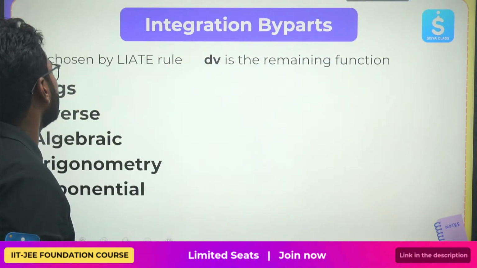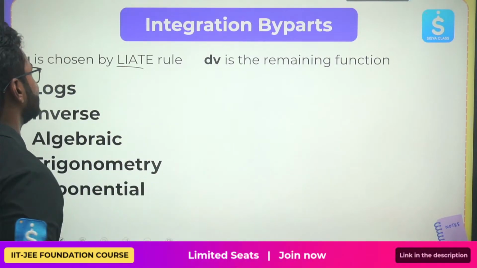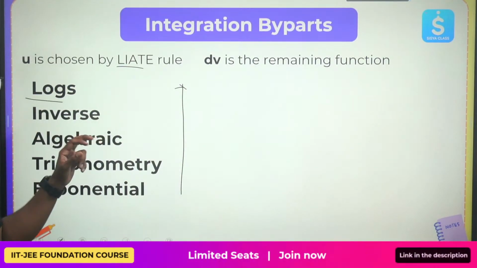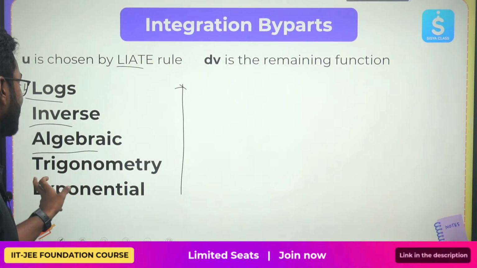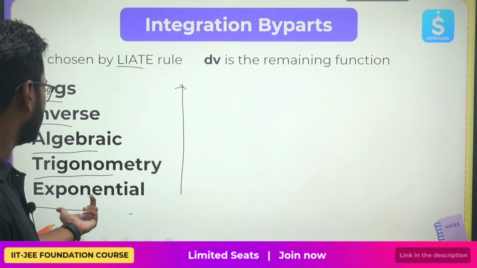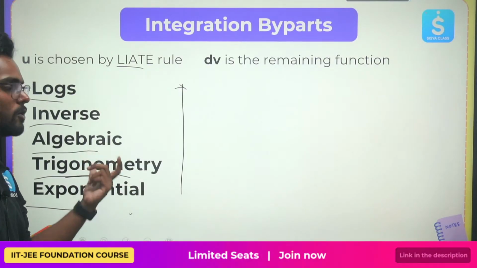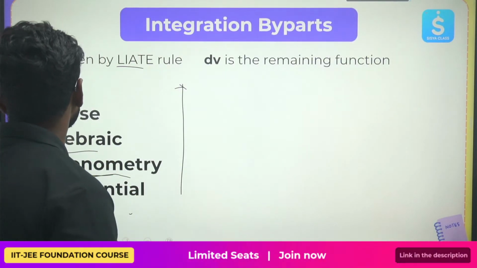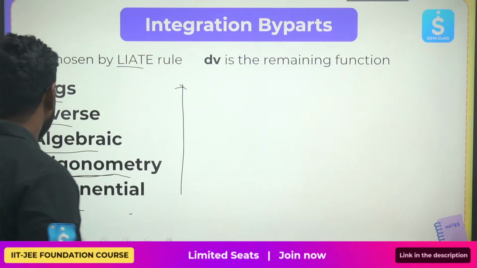This can be done by the LIATE rule, which states the order. You should choose logs first, then inverse, then algebraic, then trigonometric, and then exponential functions. Exponential would be e power x, sin x, cos x are trigonometric, algebraic would be 2x, x square, inverse would be something like tan inverse, and logs would be logarithms, right?